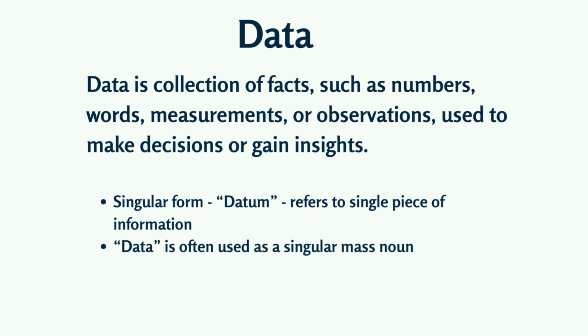Another example could be tracking your spending. Each purchase you make adds to a data set that can show you where your money is going. This will help you budget better. Next, we have the singular form. Datum refers to a single piece of information, but most of the time we use data as a singular mass noun. So, you might hear people say data is the new oil instead of data are the new oil.